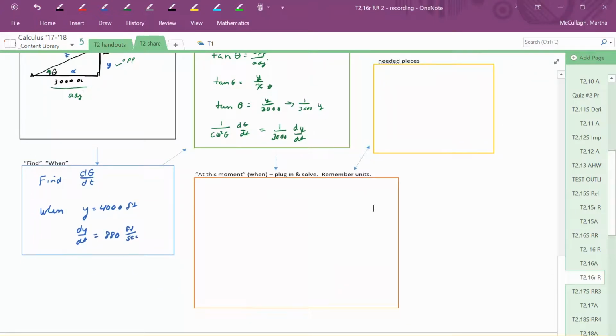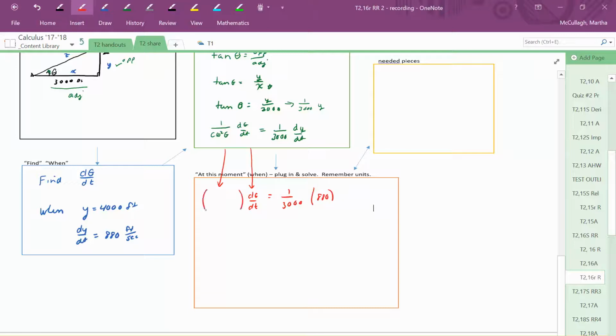Now it's time to plug some stuff in. I'm going to do this a little bit the harder way. Right now, it would actually be easier if I multiplied each side by that cosine squared theta, so I didn't have to undo that later, so I didn't have to divide by it. But I'm going to do it the harder way, so we see it the harder way. The 1 over cosine squared theta, I don't know. I'm going to have to come back and find that. My d theta dt is what I'm trying to find. 1 over 3,000. And dy dt is given as 880.